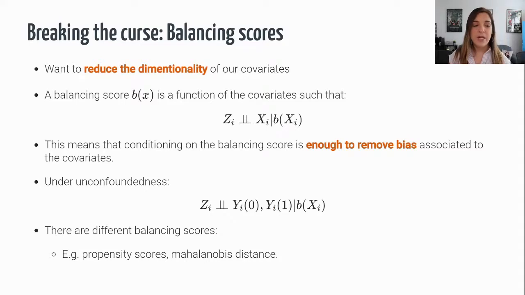One important thing to remember is that there are actually different balancing scores. It's not just one. The most common one that you might have heard of is the propensity score, but you can also think about Mahalanobis distance or other types of distances. There are a lot of ways that you can use a balancing score to achieve the same thing.